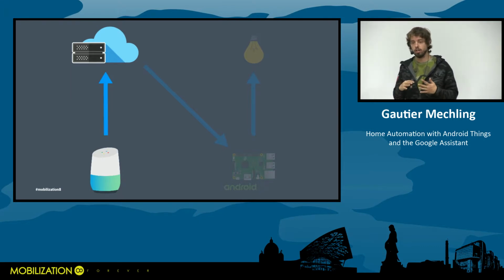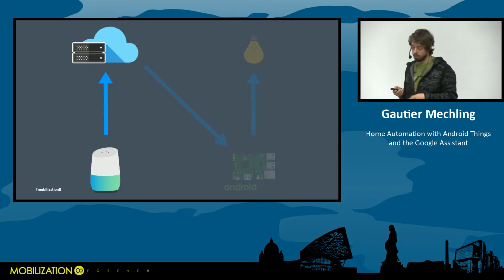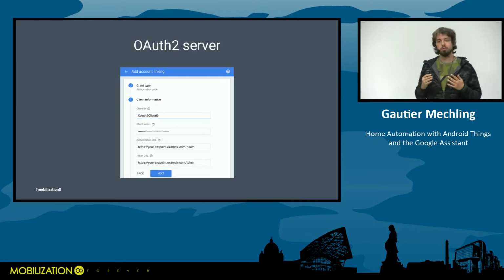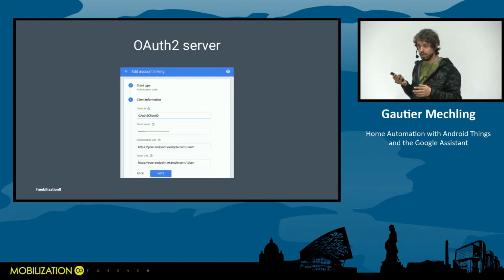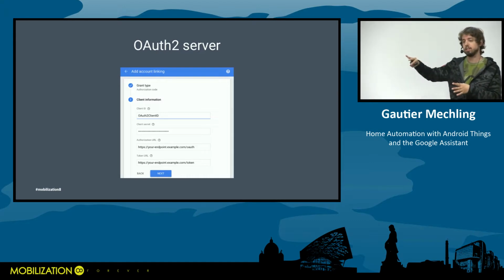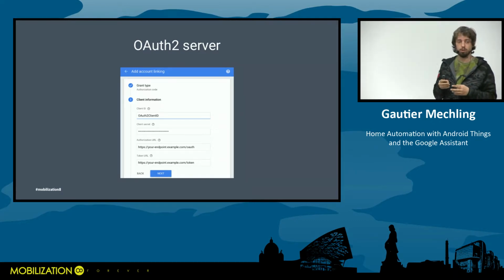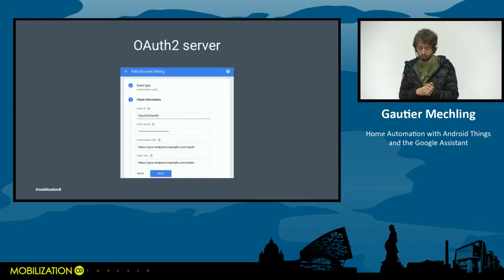And to ensure that only Google is allowed to communicate with your web service, you have to specify, when you create an Actions on Google project, the address of an OAuth2 server. So that's very good because it's very, very standard, it's OAuth2. And that way, only the Google Assistant will have a valid OAuth token, so only the Google Assistant will be able to communicate with your web server forwarding a valid OAuth2 token.